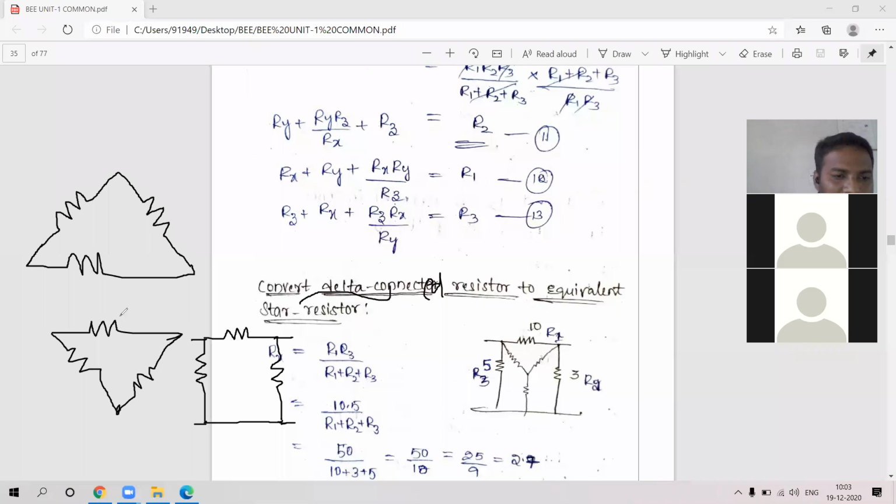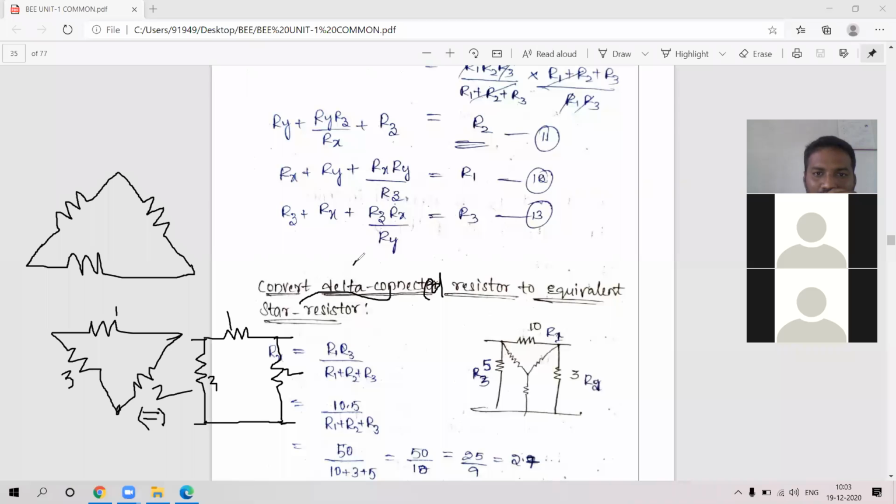Suppose, not values, resistor 1, resistor 2, and this is resistor 3. So this is equivalent to this one, both are the same only. When the circuit is connected in delta form, delta is nothing but pi model also. So in the question they have given this delta form: 10 ohm resistor, 3 ohm resistor and 5 ohm resistor.